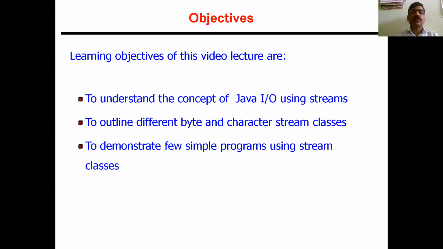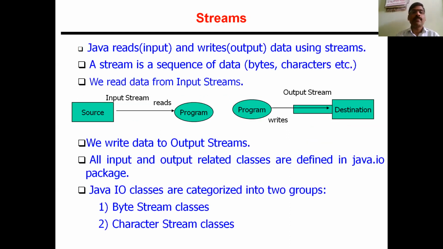lecture objectives are to understand the concept of Java IO stream and to outline the different types of stream classes, which are of two types, byte stream classes and character stream classes, and to demonstrate some simple programs using these two types of classes. Now coming to the introduction about streams.